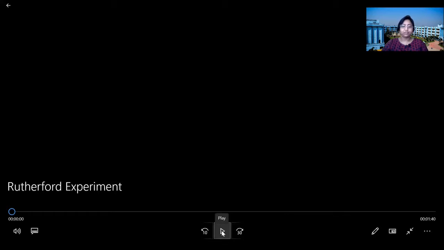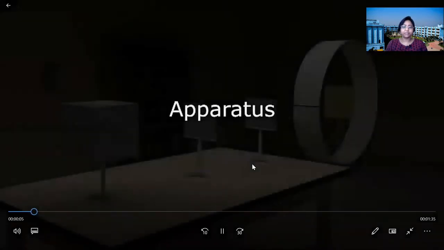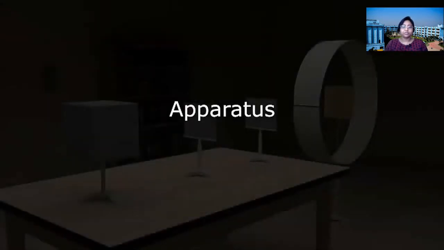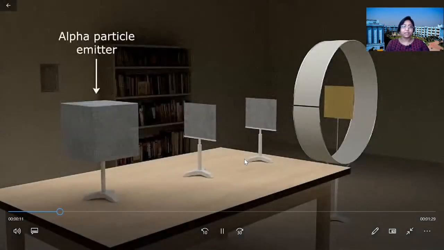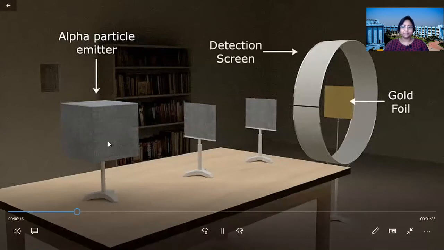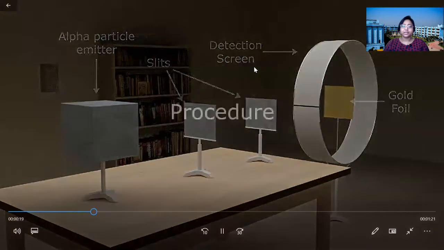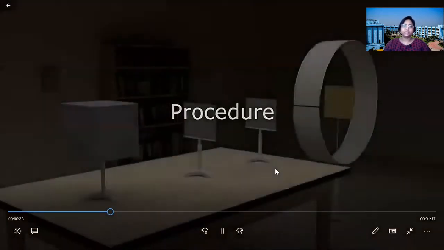Okay, you follow this. This is the Rutherford alpha scattering experiment. So this is the apparatus, and this is the alpha particle emitter. You can see here the slits and the detection screen. Now we are in the procedure part.